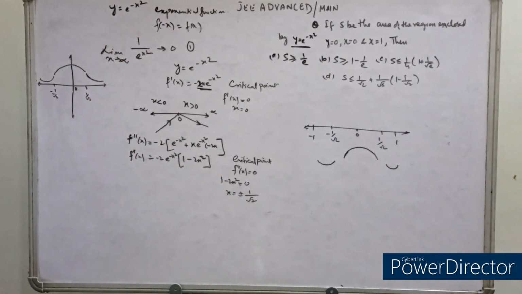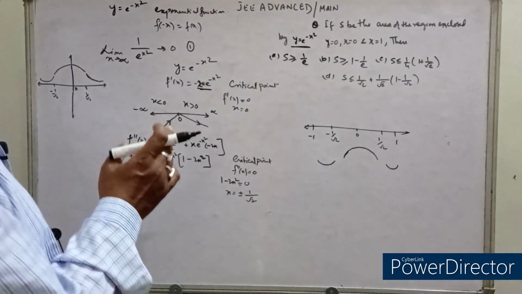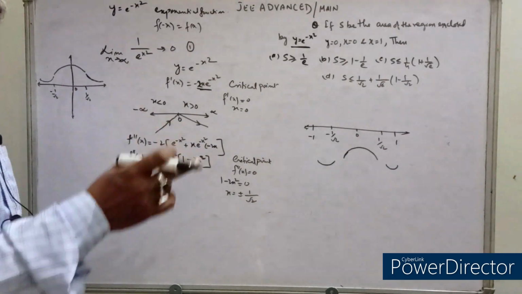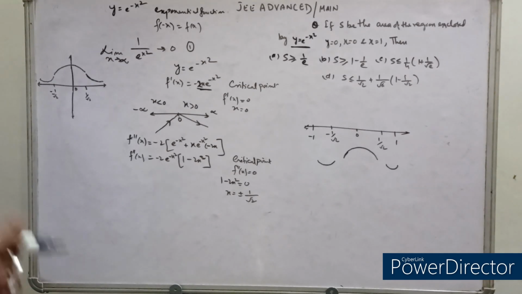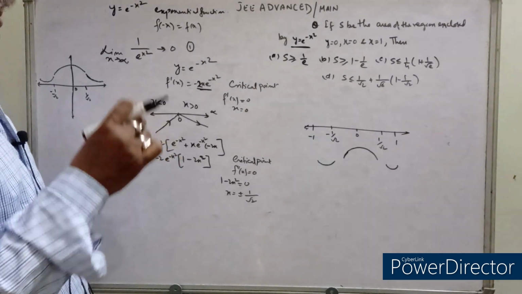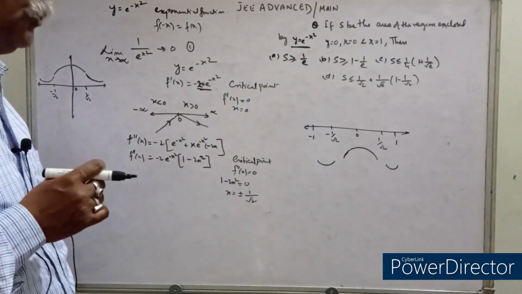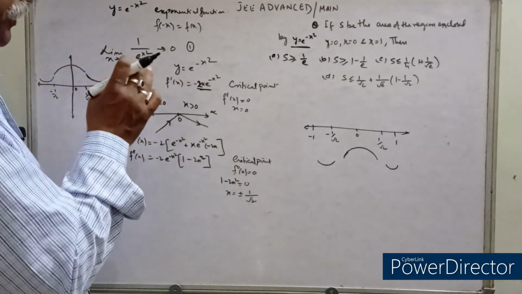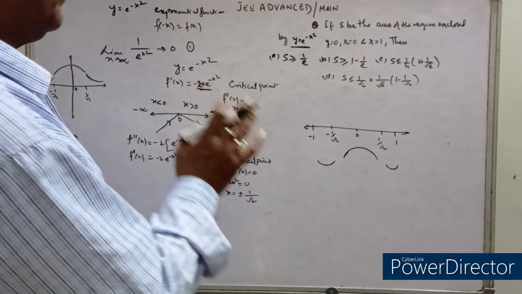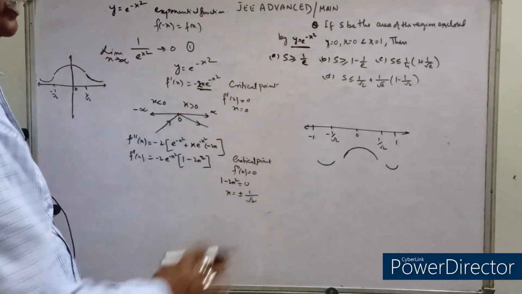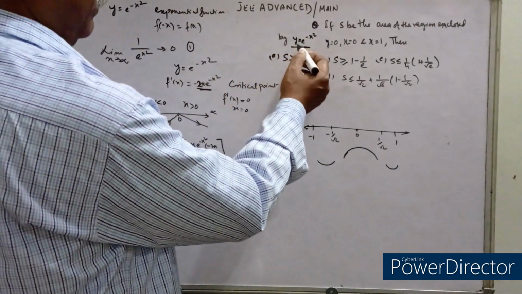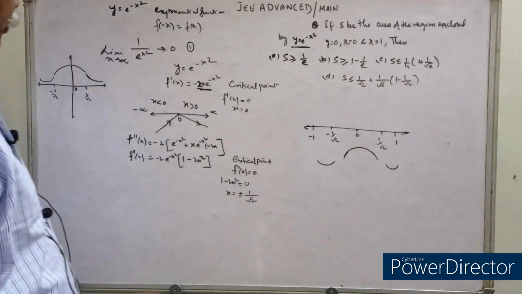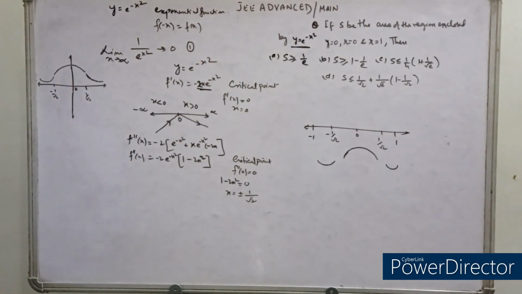So now I have just taken the interest to show you the importance of f dash x, why f dash x is used and why f double dash x is used. To tell you the importance of this, I have just given you an explanation of how we can draw the graph of y is equal to e to the power of minus x square. So this is almost the graph of it.